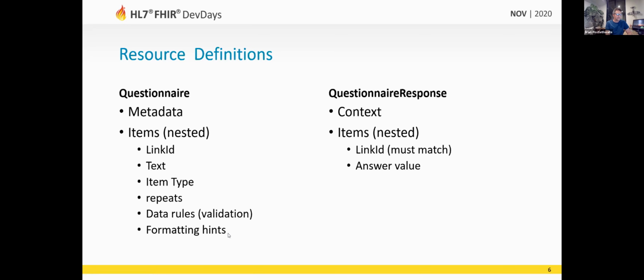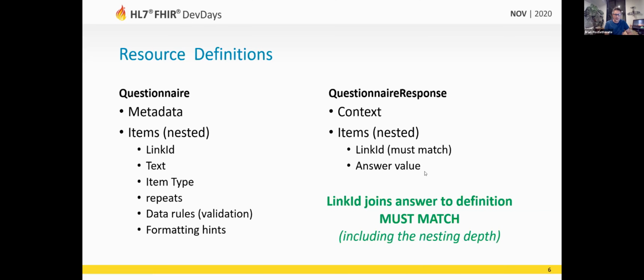That type of thing. And then from a questionnaire response perspective, what's the context again? Who's the patient that this set of data has been entered for? Who's the author, so who collected this data? And then the set of actual answers themselves. They also have a link ID, and that must match. The link ID in the questionnaire response must match the link ID in the questionnaire. And then, of course, the most important thing, the actual value, which is the whole point.